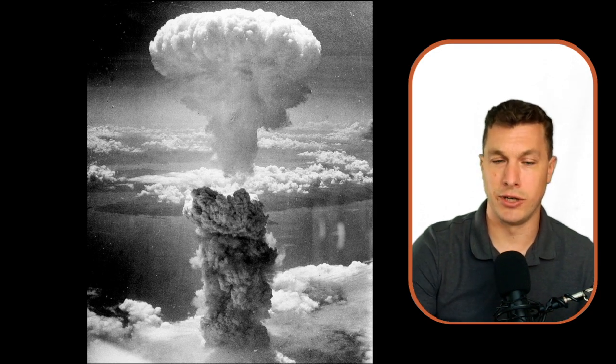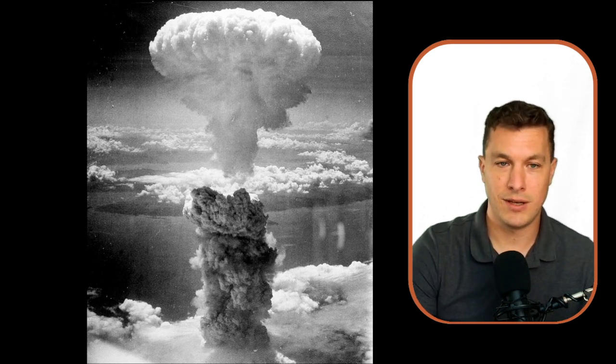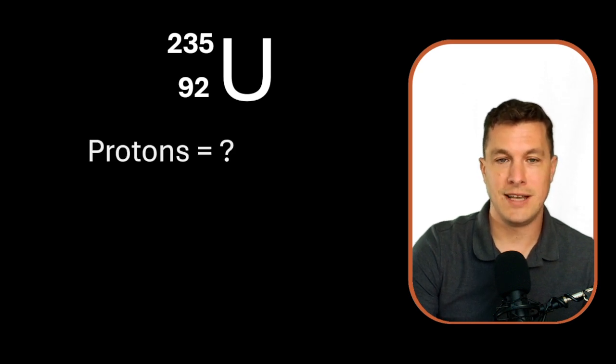Let's take a closer look at this uranium isotope. Now we'll get to that whole electrons, protons, and neutrons thing. So here I have uranium-235, and it's got the little 92 down below. First of all, let's answer the question how many protons it has. Do you remember how to do this?